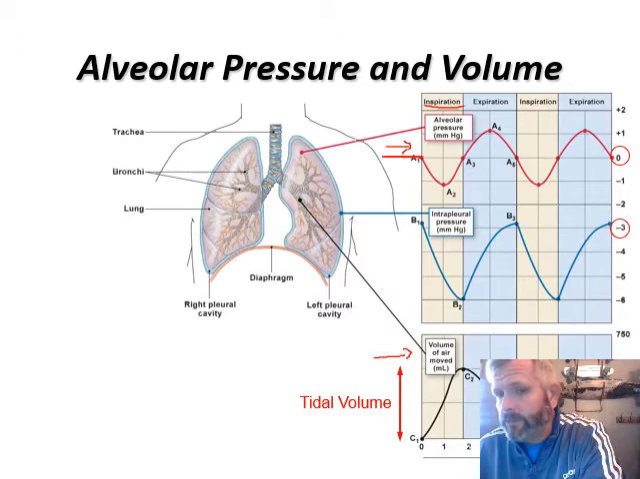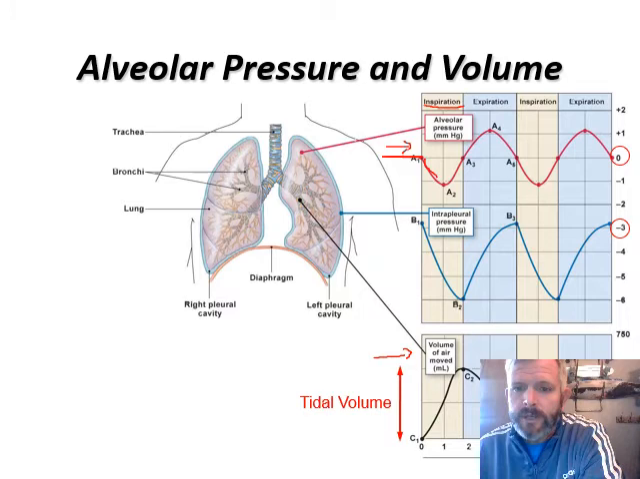760 millimeters of mercury, or 1 atmosphere. All right, going below is subatmospheric and above atmospheric is supraatmospheric. So let's look at what happens when the diaphragm contracts. What happens to our pressure?